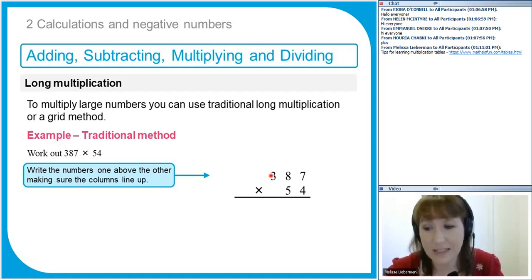So the first step is lining it up. Lining up the units, tens, hundreds, if you need to. You won't really get anything much more difficult than this in the exam, so no more digits than that. So let's go through step by step and see how this is done.